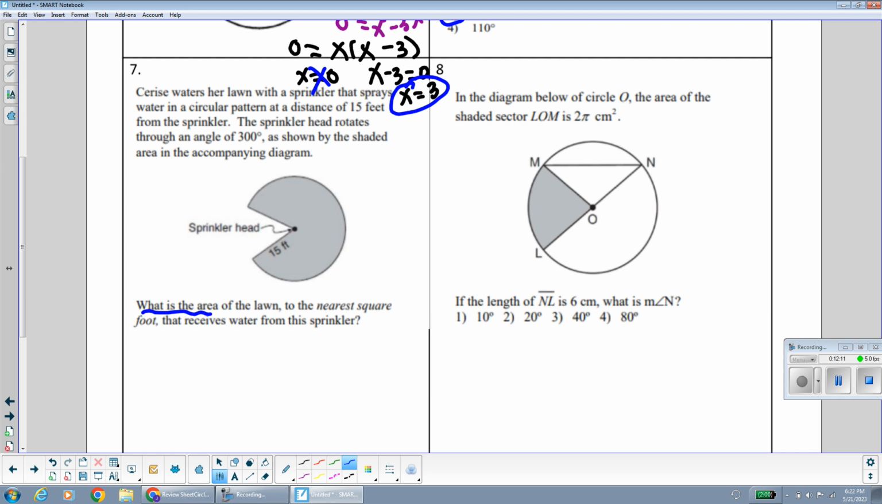Now, in the question, it says that the sprinkler is spraying water in a circular pattern and it rotates through an angle of 300 degrees. 300 degrees is not here. That would be too small. That's not 300 degrees. So we're actually talking about here. So be careful. The shaded part is the sector that we're finding the area of because the shaded sector represents how the sprinkler is spraying water at a 300-degree angle.